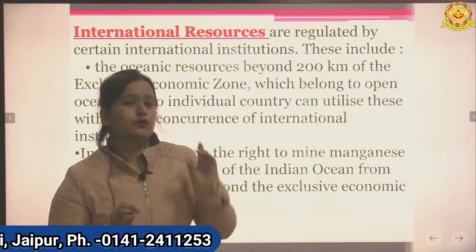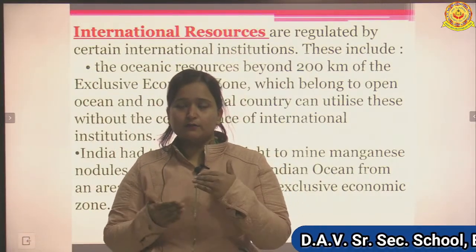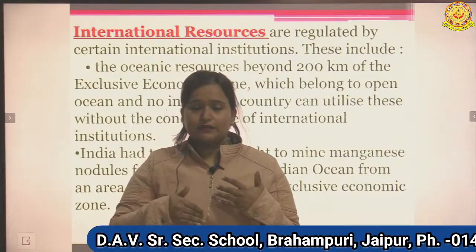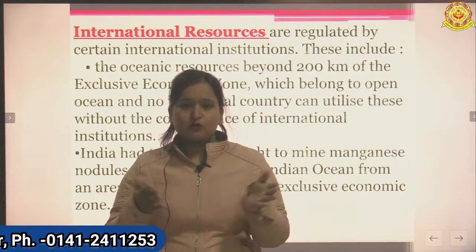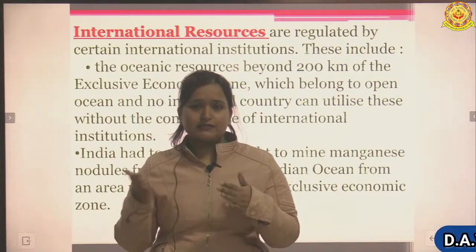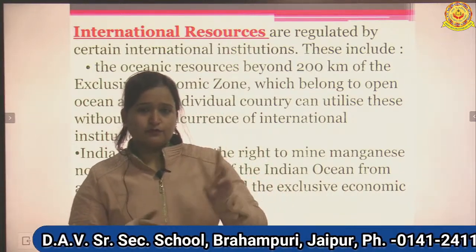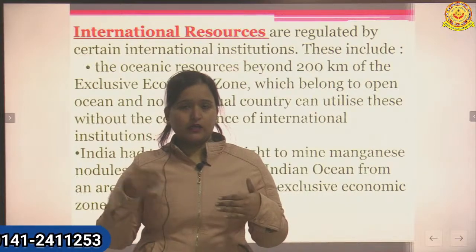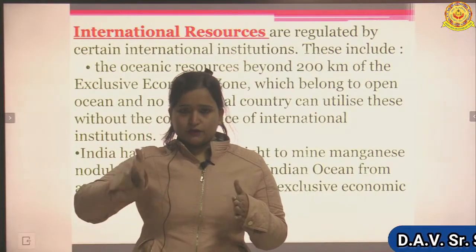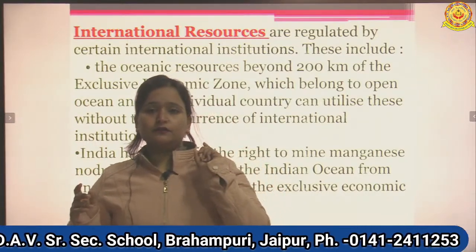A simple overview. First is resources, meaning whatever we get from nature, by using technology, to fulfill our needs and to use it in a good form. All these things are known as resources. They are of two types, renewable and non-renewable. Renewable are those which we can reuse, and non-renewable are those which we can't reuse.